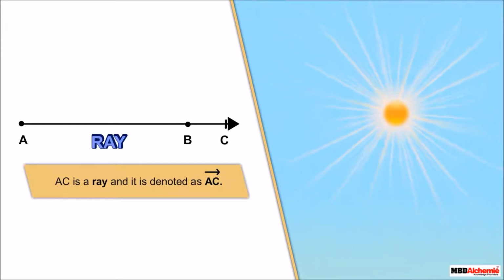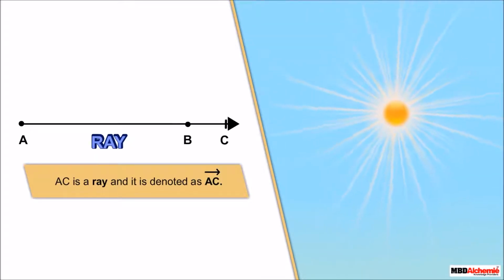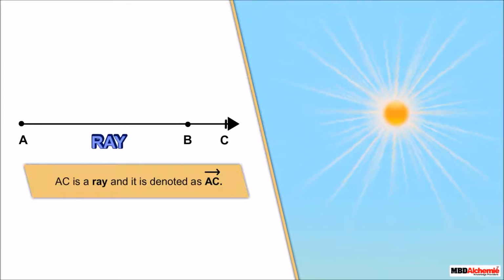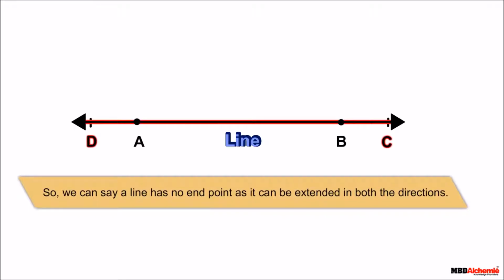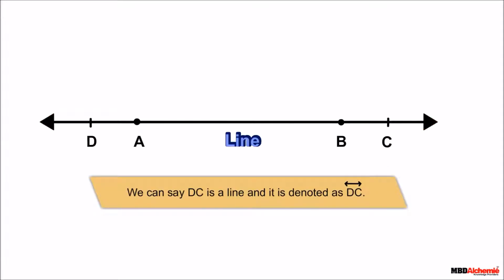Think of the sun's rays. They start at the sun and go on indefinitely. Now, if we extend the line indefinitely from this point in the opposite direction, we get a line. So we can say a line has no end point, as it can be extended in both the directions. Here we can say DC is a line, and it is denoted by a line with a double arrowhead over the top of the letters like this.